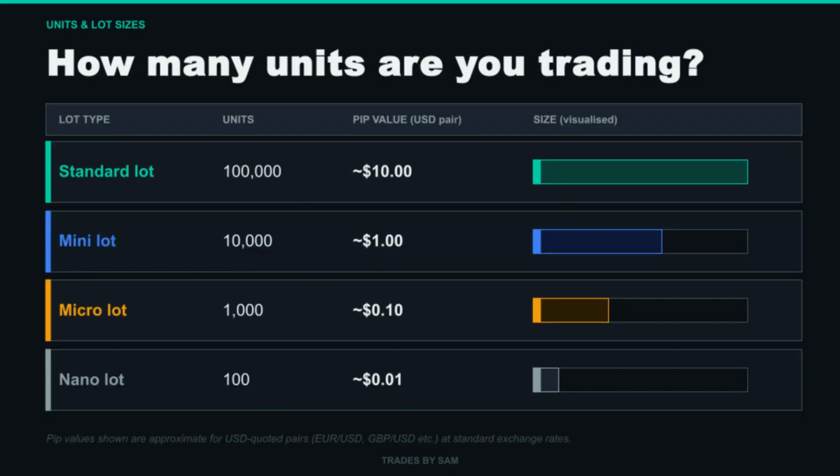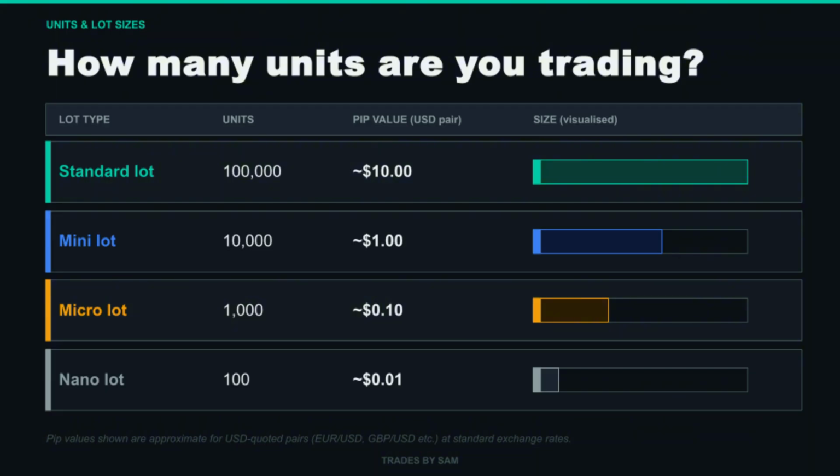Now let's talk about units and lots, because this is where it starts connecting to real money. When you place a trade in forex, you're always trading a certain number of units of the base currency. Units are the raw number of currency you're buying or selling. But because trading in individual units would mean dealing with millions of numbers, the industry bundles them into something called lots. A standard lot is 100,000 units of the base currency, a mini lot is 10,000 units, a micro lot is 1,000 units, and a nano lot, which not all brokers offer, is 100 units.